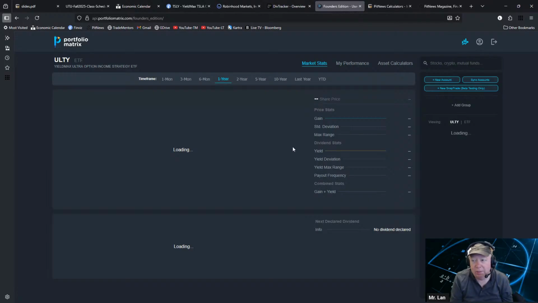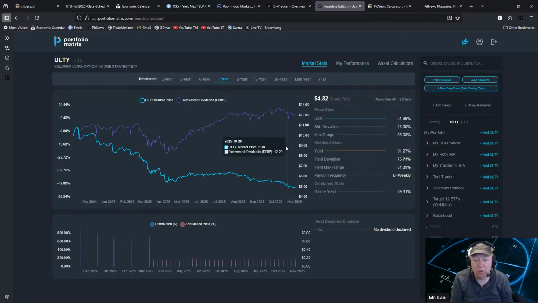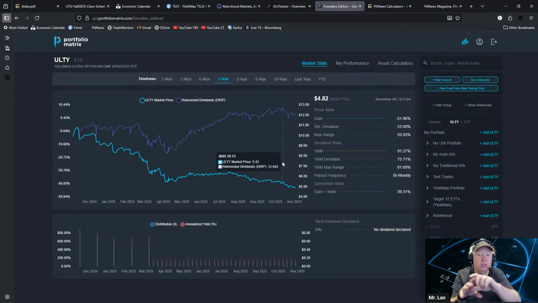Come on, load it up, load up the data. There it is. Okay, so this is ULTY. So now we have a calculator that calculates it for us, so we don't have to do it on the phone, and it shows a historical chart.